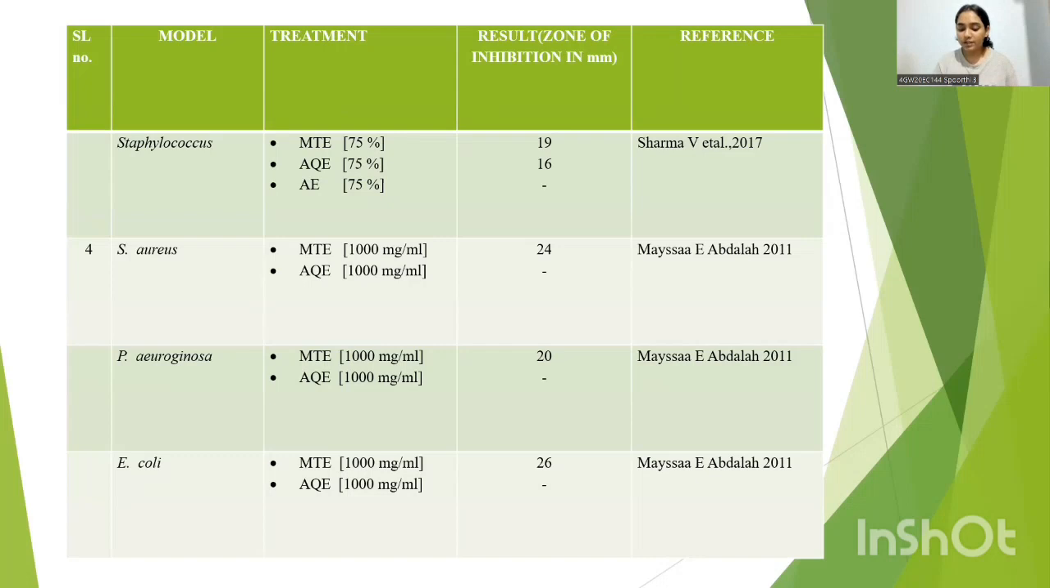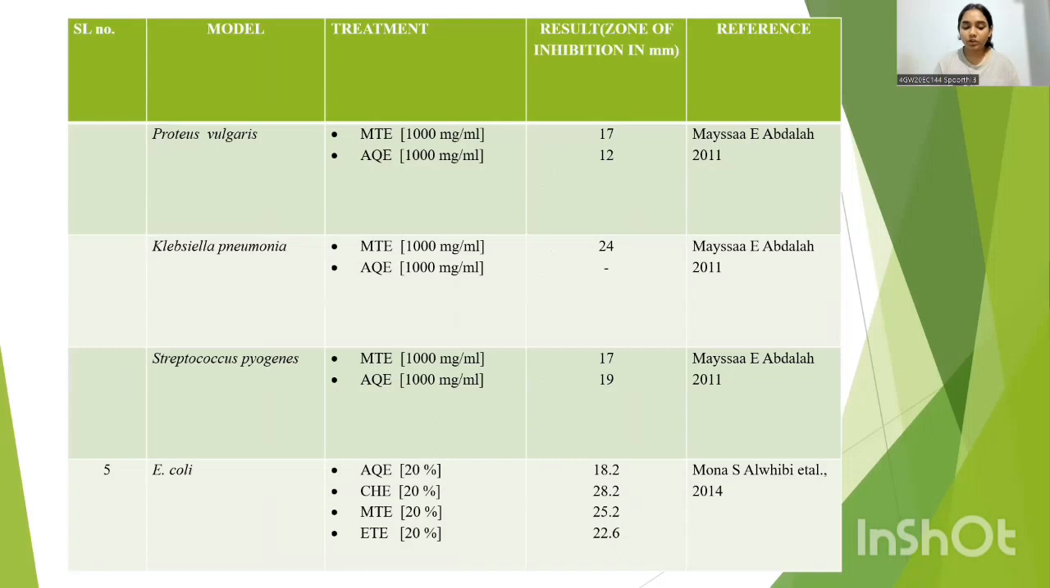In 2011, Mayasa E. Abdullah studied the antimicrobial activity of fenugreek using certain bacteria. In S. aureus, the methanol extract of 1000 mg per milliliter showed 24 millimeter of zone of inhibition, whereas aqueous extract showed zero zone of inhibition. In P. aeruginosa, the methanol extract of 100 mg per milliliter showed 20 millimeter of zone of inhibition. In E. coli bacteria, the methanol extract of 1000 mg per milliliter showed 26 millimeter of zone of inhibition. In Proteus vulgaris, the methanol extract of 1000 mg per milliliter showed 17 millimeter of zone of inhibition, whereas acetone extract showed 12 millimeter of zone of inhibition when 1000 mg per milliliter was taken.